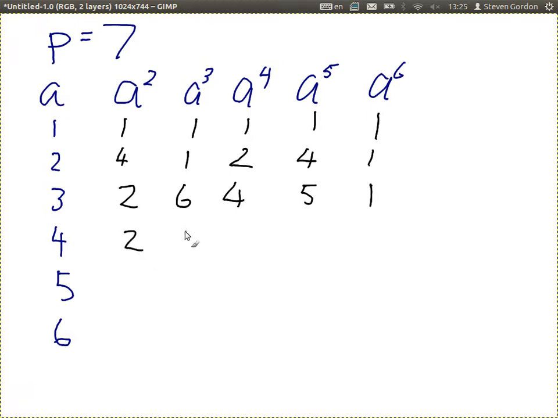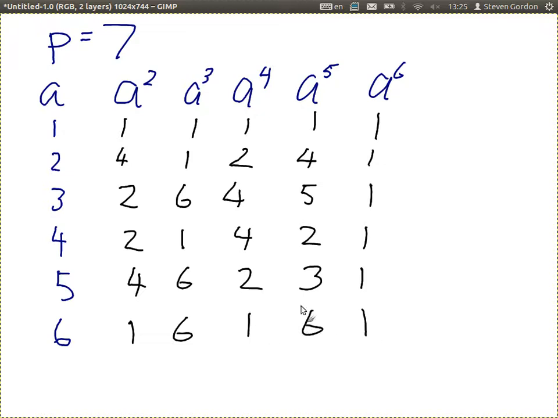We've got 2, 1, 4, 2, 1. 5 squared is 25, mod 7 is 4, 6, 2, and 6, we get 1, 6, 1, 6, 1. So, which values of A are primitive roots of 7? 3 and 5, because the answers here of a to the power of 1, a squared, a cubed, and so on, give us distinct values. 3, 2, 6, 4, 5, 1. And for 5, 5, 4, 6, 2, 3, 1. We get no repetitions in there.